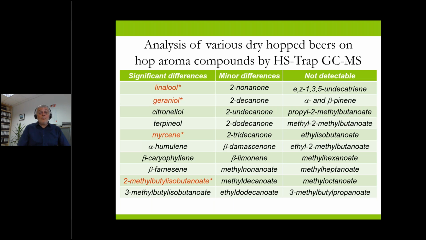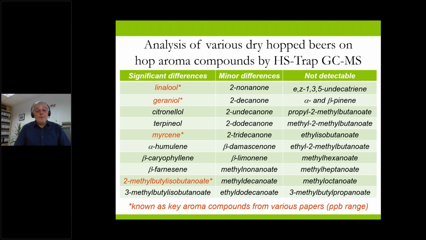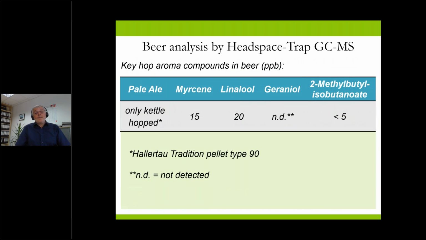I have marked in red the compounds that are known from literature as key aroma compounds. These are the papers I mentioned in the beginning from Japan and from Freising that verified them as key aroma compounds. So linalool, geraniol, myrcene, and the ester 2-methylbutyl isobutanoate are the most important compounds for us. Let's have a closer look at them.